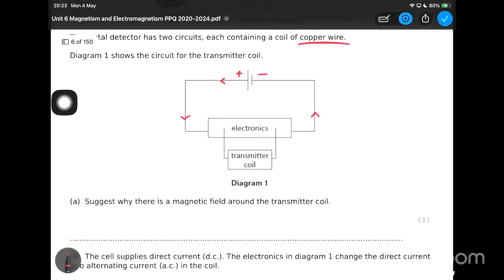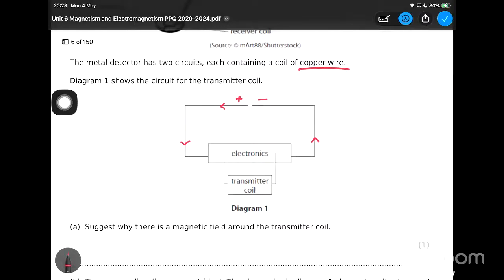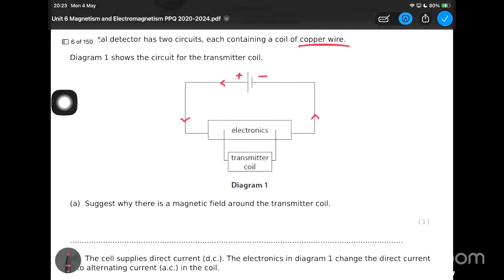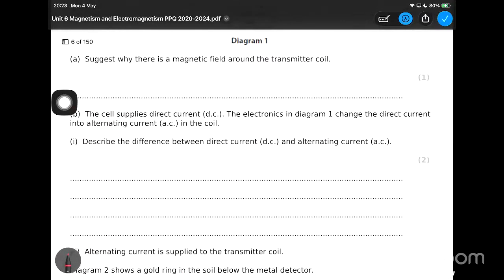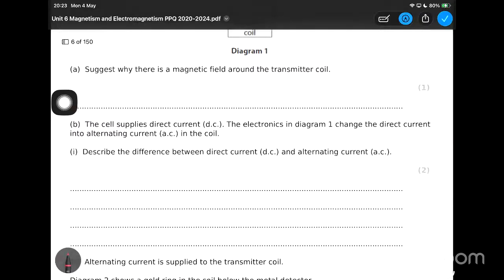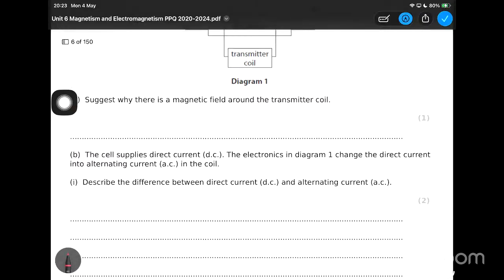Question number 1, suggest why there's a magnetic field around the transmitter coil. So here you can see for the electronics, they have given a power supply, right? So there will be a current going through these wires and the electronics. So therefore, there will be a magnetic field generated, right? Easy answer, right?